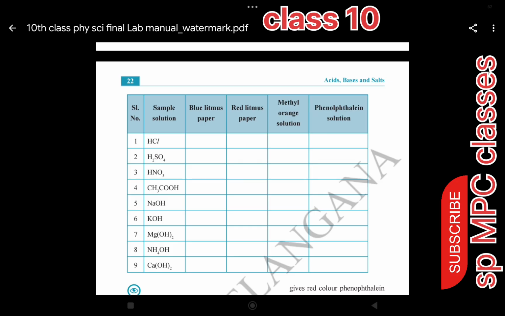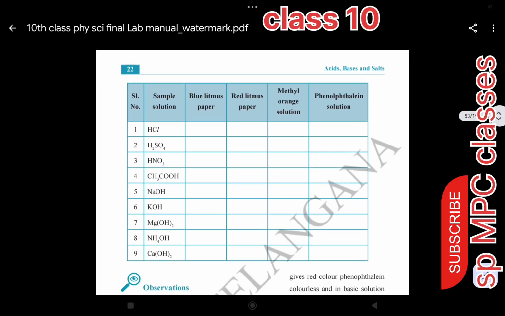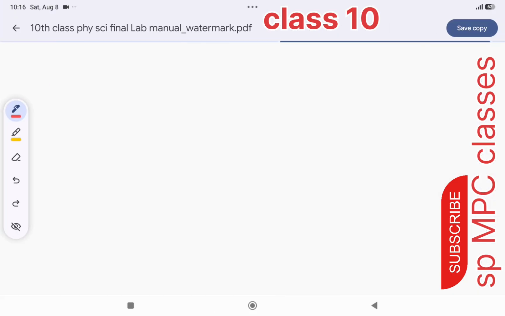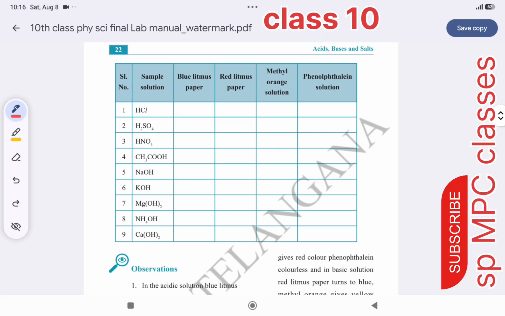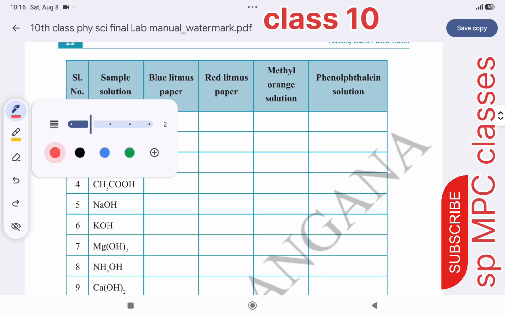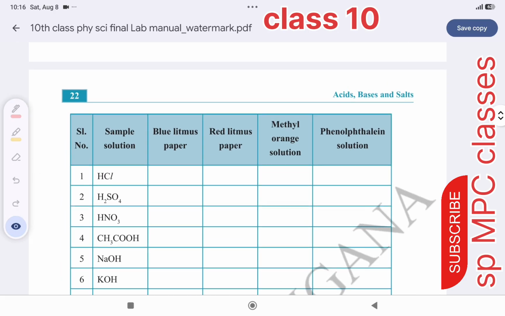Okay, let us continue our topic, part 2. Here we are going to write the tests with blue litmus paper, red litmus paper, methyl orange and phenolphthalein. Blue litmus paper. You remember A, B, R. A, B, R means you can remember Ambedkar. Here I will write. I need space. I will take it a little bit down. So here A, B, R.